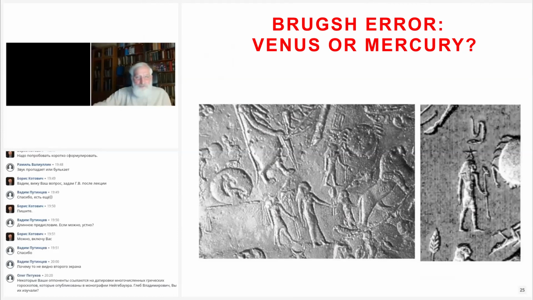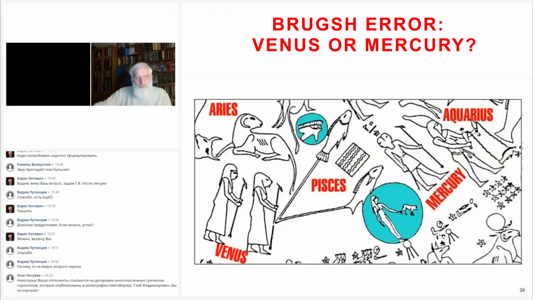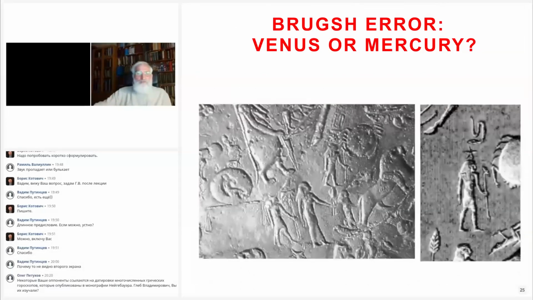Moreover, there is a hieroglyphic inscription. Here it is, next to him. Brooks found it somewhere around here. Honestly, I don't see it here, but perhaps it's nearby. Brooks read it as the morning and evening star and said, "See, the morning and evening star. This means it is Venus." But why Venus? I've already explained that the morning and evening star is either Venus or Mercury.